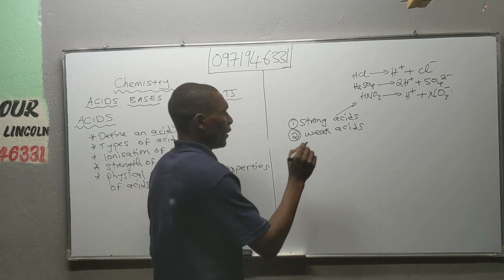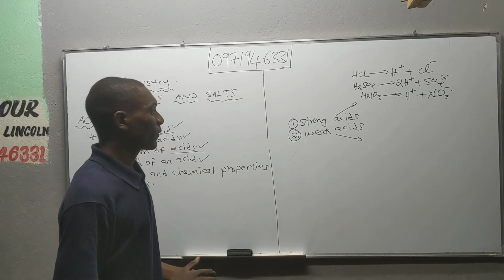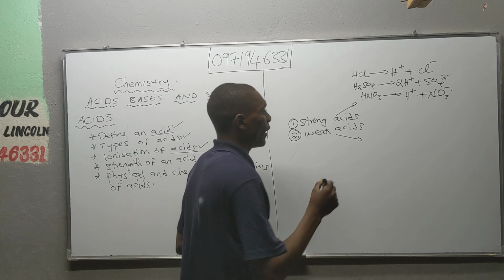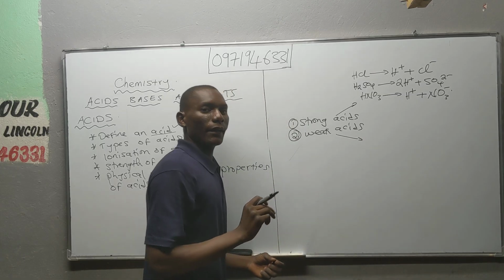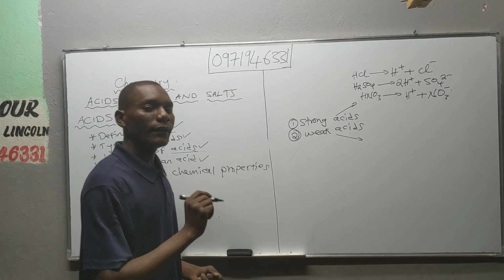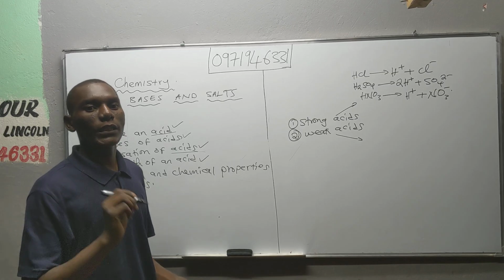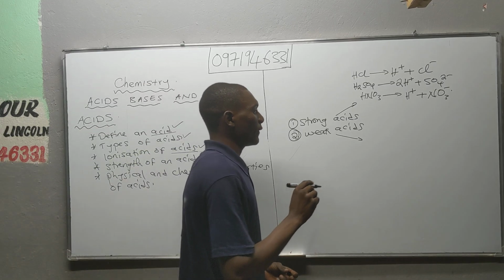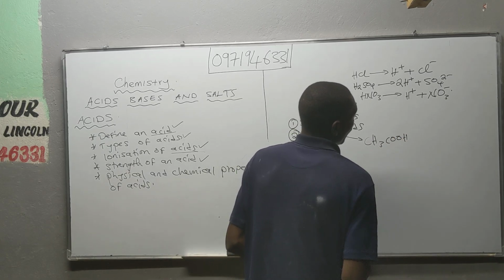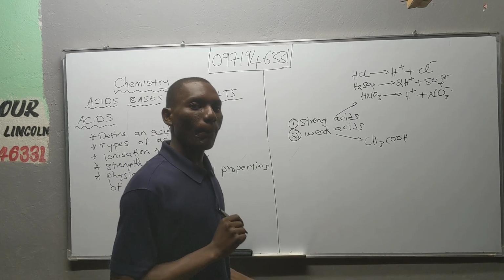Alright? Let us look at weak acids. So weak acids are just the opposite of strong acids. These are acids that partially ionize when dissolved in water. Weak acids, these are acids that partially ionize when dissolved in water. What do we mean? Let's look at an example. Ethanoic acid. So when ethanoic acid is dissolved in water, it ionizes partially.